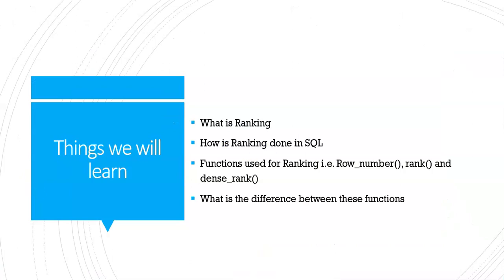Today we will be learning about what is ranking and how ranking is done in SQL. There are three primary functions in SQL which are used for ranking. These are row number, rank and dense rank. But we will try to understand what is the difference between these three and how ranking is performed using these three functions.